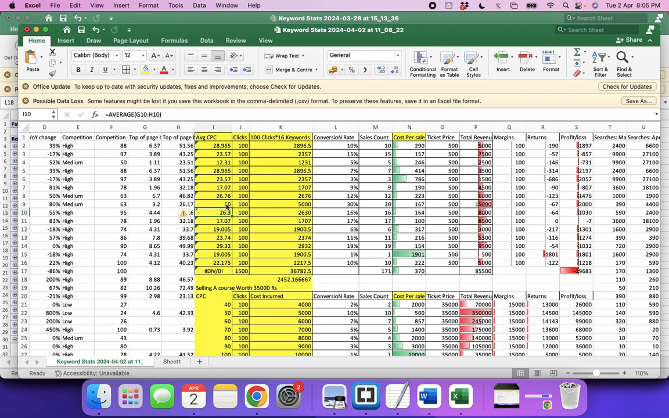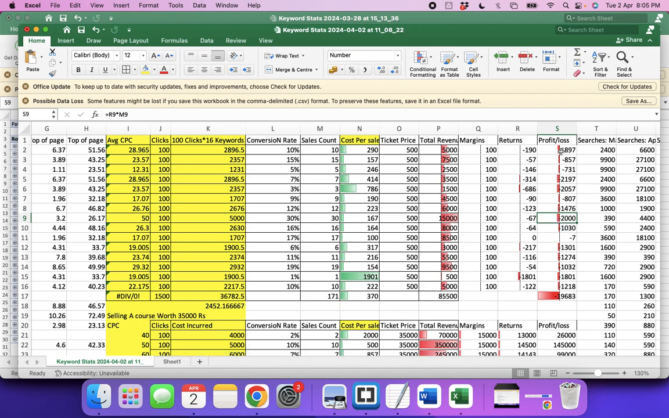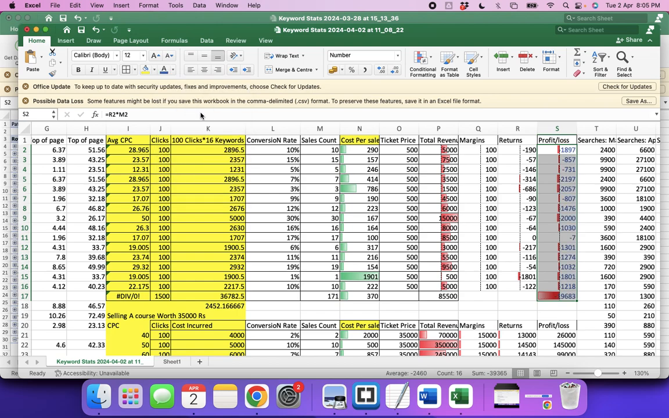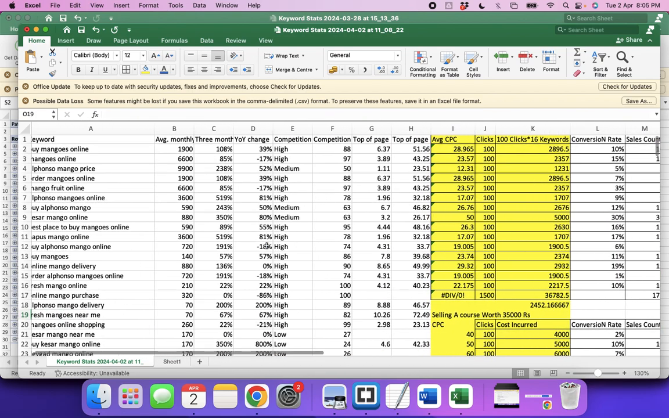Correct? Now I will change this to 50 rupees despite you having the highest conversion rate of 30 percentage. Now what's happening here? 2,000 rupees. Yeah, is this clear, guys? So see, now look at this.